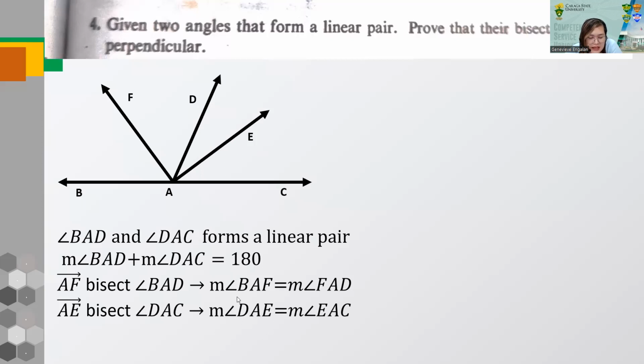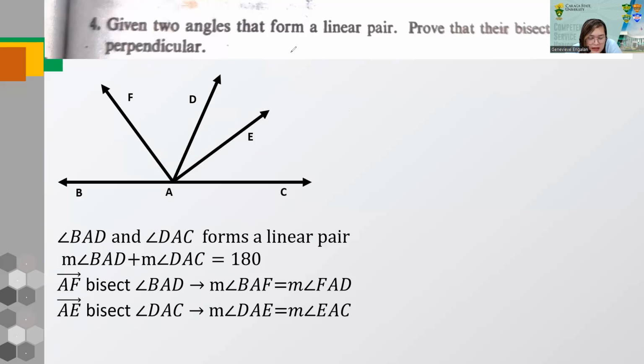Since they are congruent, what we need is these two, right class? They should be 90 degrees. If AF bisects this one, FAD and BAF are equal, so we can say that 2 times FAD is equal to BAD. And also DAC is twice DAE, since it is bisected.